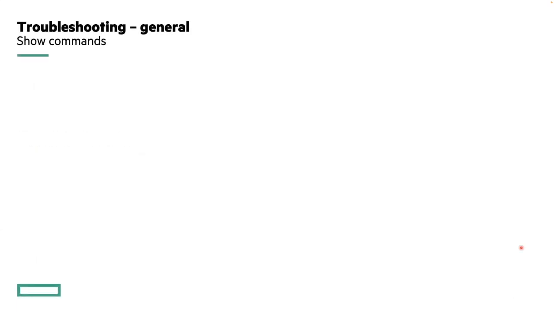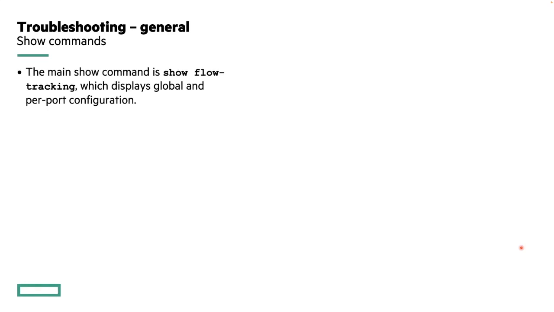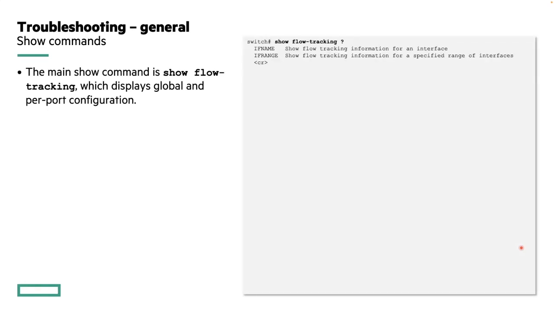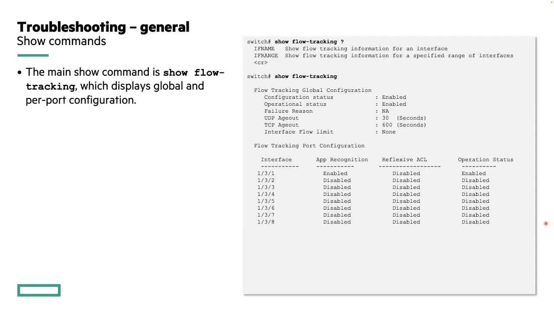For troubleshooting the IP Flow Manager, we have the main show command, show flow tracking. That gives you your global and per interface configuration. So you see here, you have the global configuration status is enabled, operation status is enabled, there is no failure reason, everything is working normally. You can see the UDP age out timer, TCP age out timers, these are both set to their default, and I do not have a per interface flow limit enabled here.